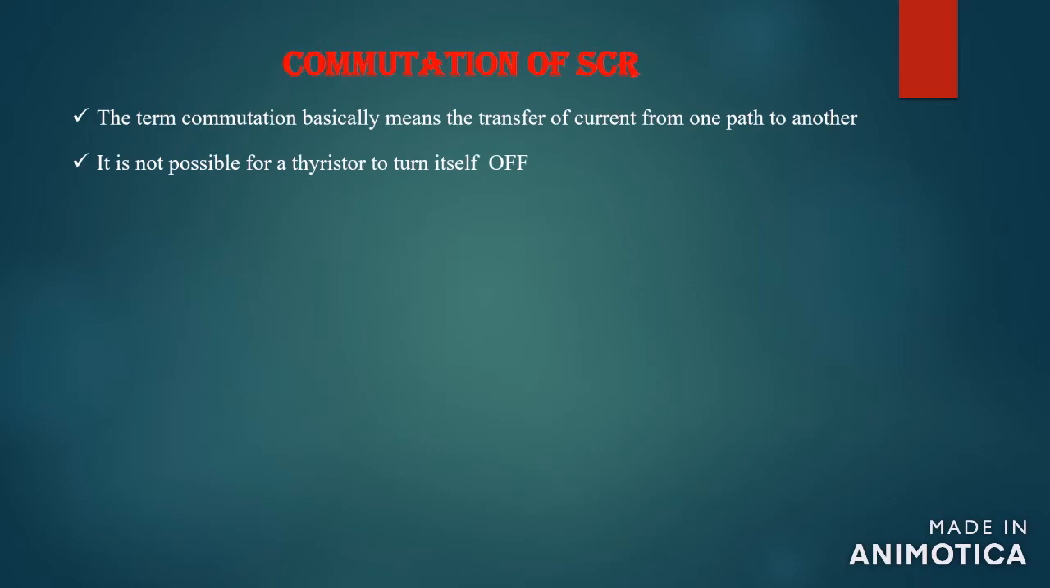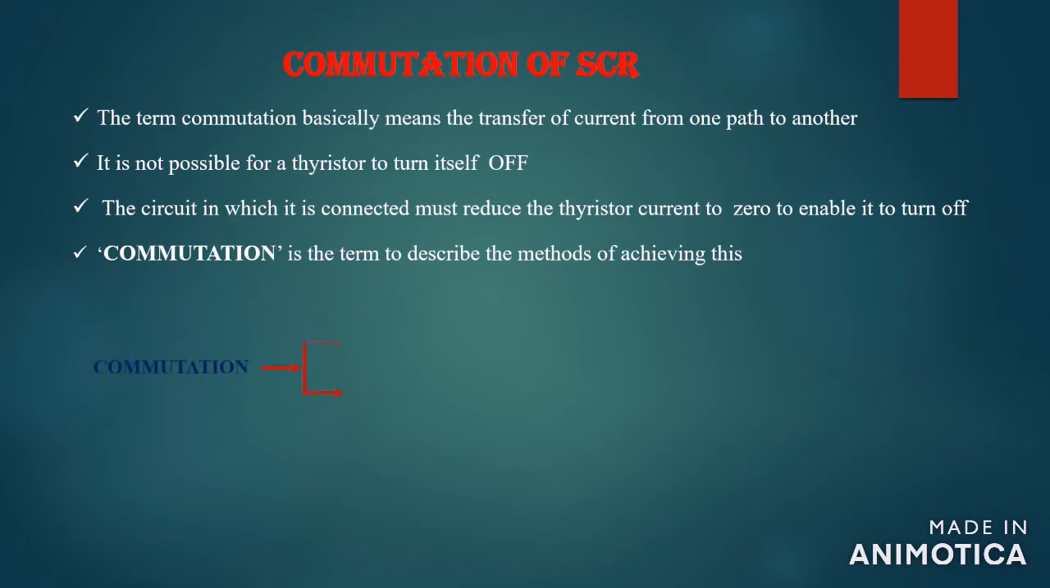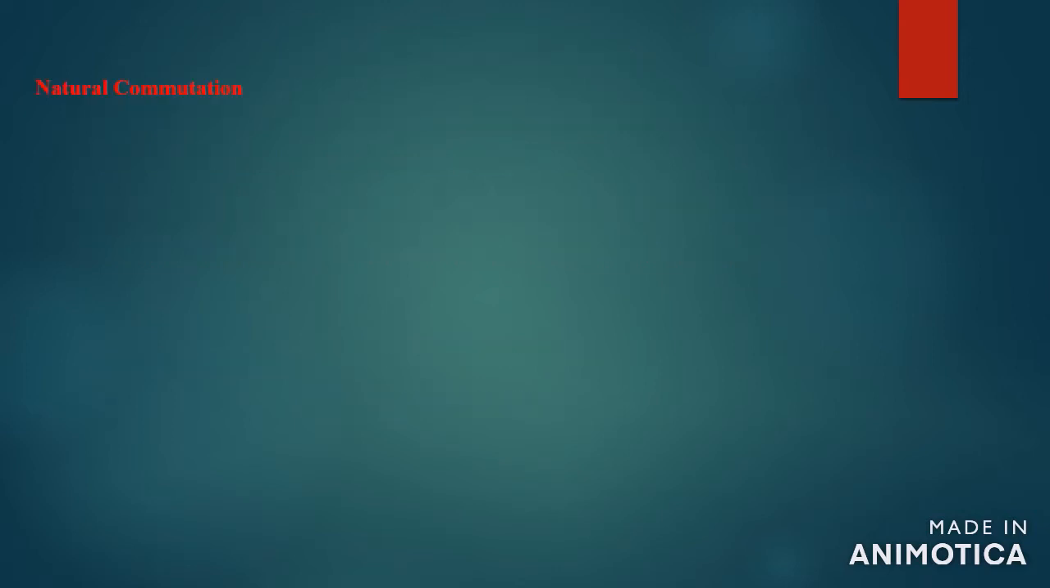So in order to turn off the SCR, the anode current of the SCR should be made 0, or we should apply a negative voltage across the device. This can be achieved by commutation. In general, commutation is of two types. One is natural commutation, another one is forced commutation. First we'll see the natural commutation.